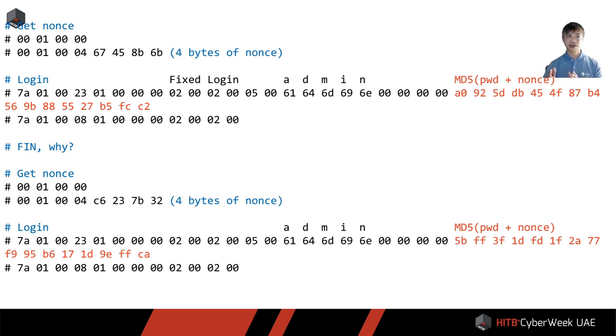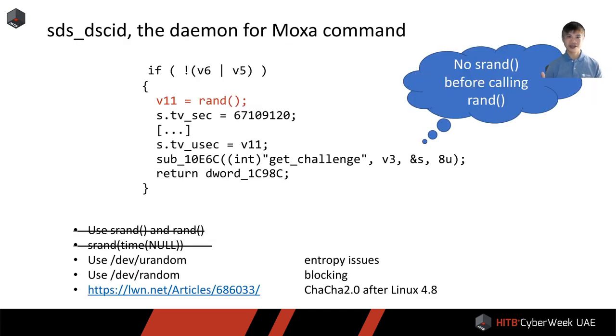Moxa MGate manager uses the 0001 command to get a nonce, and 4 bytes of nonce are returned. Then it uses the password concatenated with the nonce, calculates the MD5, and the MD5 is returned to authenticate this login. The thing is that if the nonce is really random, then we are game over here. We have to find another way to exploit something else. But, you know, when God closes the door, he opens up a window.